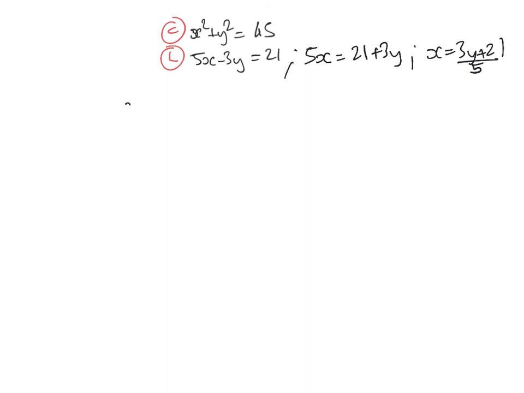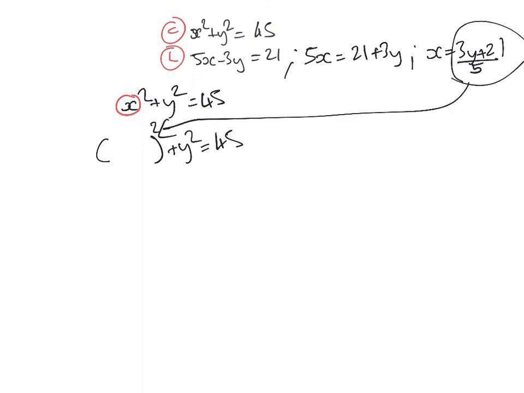So we have x squared plus y squared equals 45. And we've rearranged x, which means that we're going to substitute x. So we're going to put a bracket where there's an x, squared, plus y squared equals 45. Then in the bracket, we're going to put this thing, because this is now what x is: 3y plus 21 over 5. Okay, now this is where it gets horrible, because as you can see, you're going to have to square it.